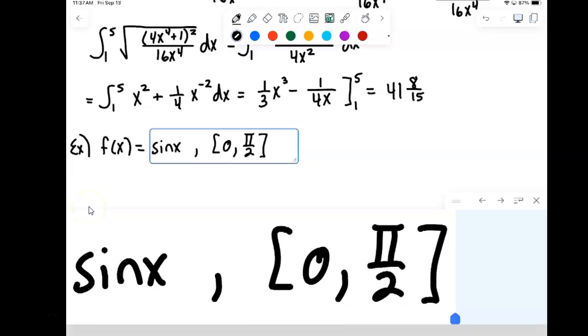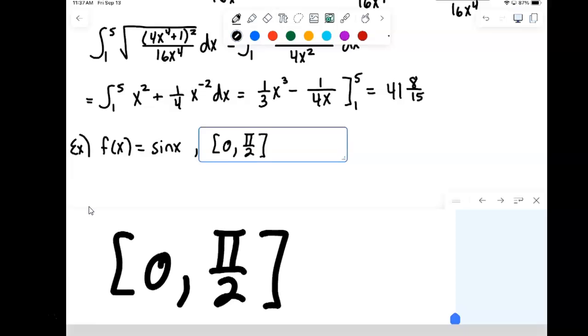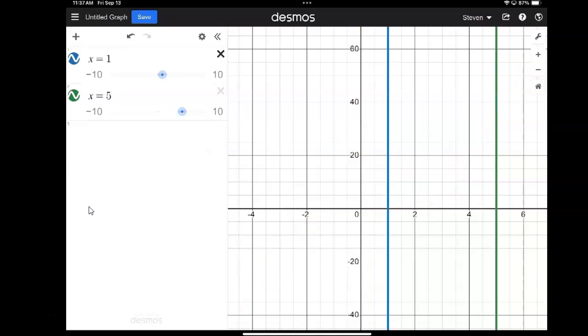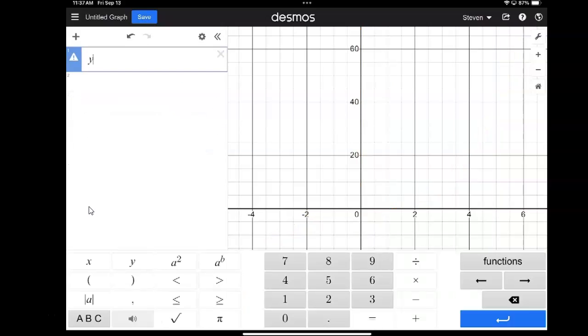So let's take a look at this one here. f of x is equal to sine x. We want to do the arc length between 0 and pi over 2 on the graph of the sine function. So, quick little zoom in here. y equals sine x.